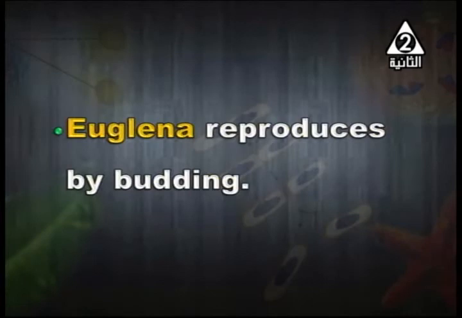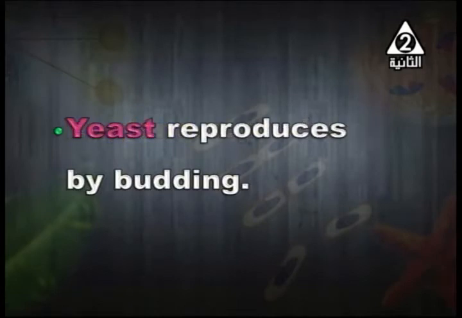Euglena reproduces by budding. Is it true? No. The yeast fungus reproduces by budding, but the euglena reproduces by binary fission.